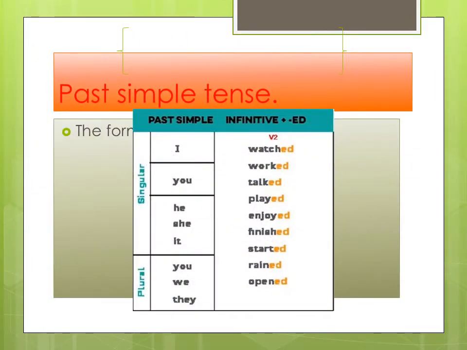The form of the past simple tense: infinitive plus ed. What is the meaning of the form of the past simple tense? We have two things, singular and plural. What is the meaning of the singular? It contains I, you, he, she, it, plus the verb in the second form. Number two, plural, we have you, we, they, plus the verb in the second form.